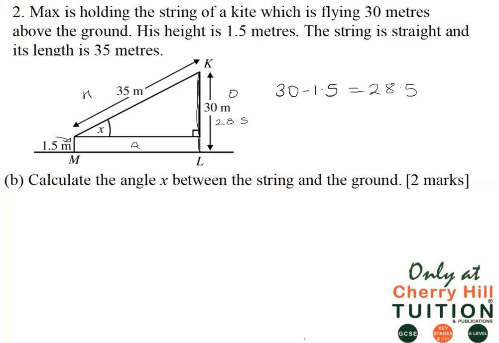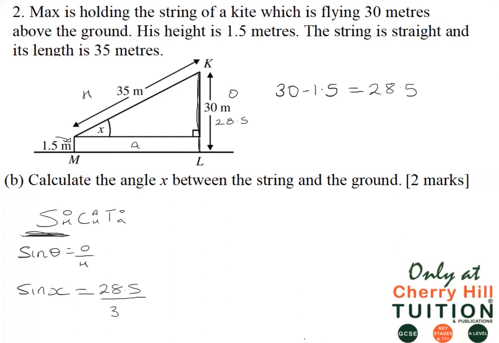Now that we have two lengths and we are trying to work out an angle, and this is also a right angle triangle, we can use SOHCAHTOA. So we have the opposite and we have the hypotenuse and we are trying to work out x. So because we have the opposite and the hypotenuse, hopefully you will agree that we need to use sine. So sine of theta is equal to the opposite over the hypotenuse. And now all we need to do is plug our values in. So sine of theta, which is x, is equal to the opposite, which is 28.5, over the hypotenuse, which is 35.